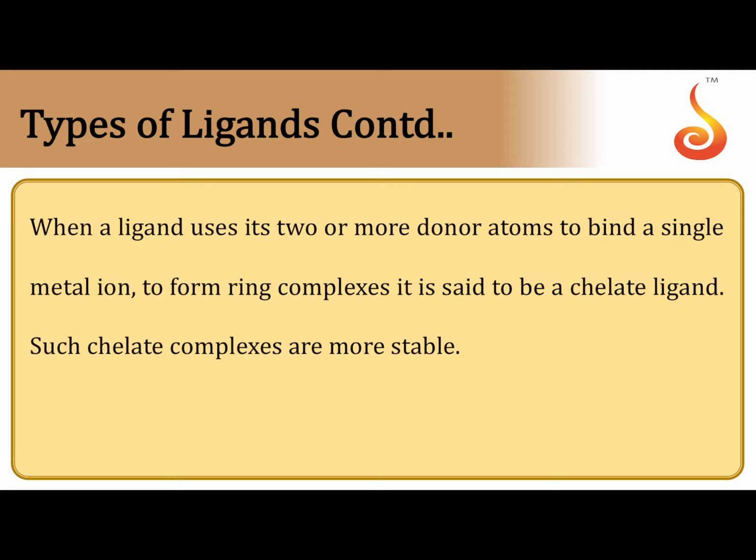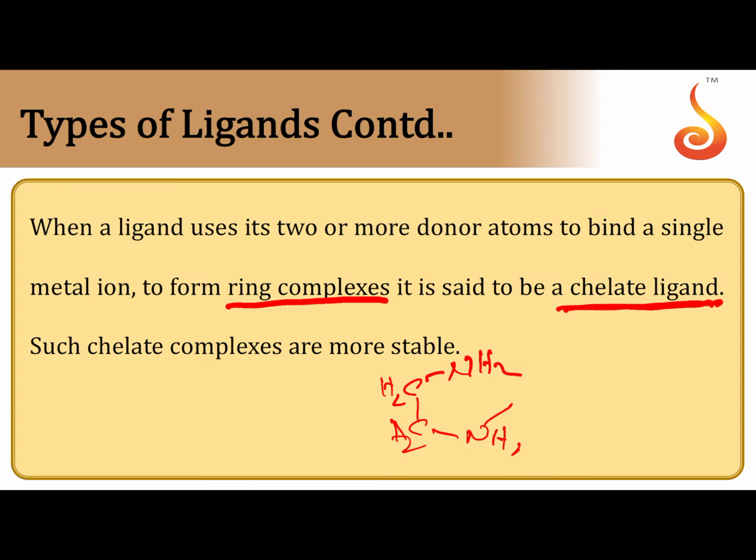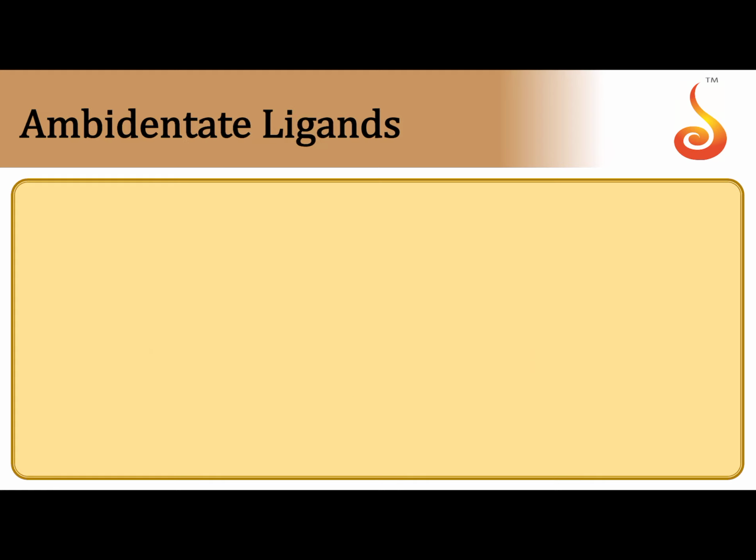When a ligand uses two or more donor atoms to bind a single metal ion to form ring complexes, it is called a chelate ligand. Even ethylene diamine can form a ring with the central metal atom like this. So this is a chelate ligand. When chelate ligands are present, the complex becomes stable.